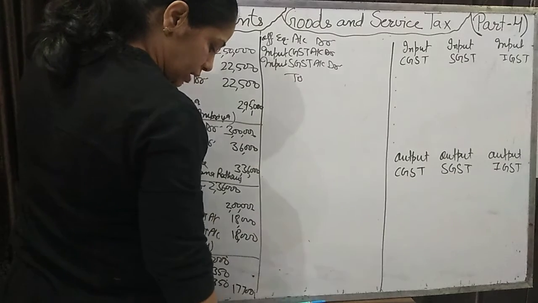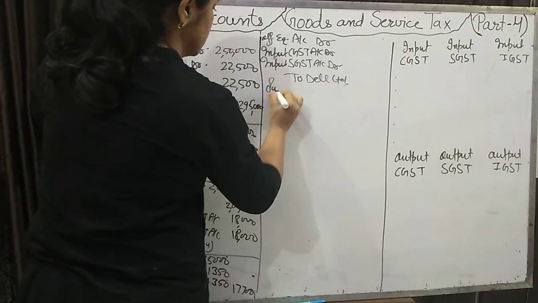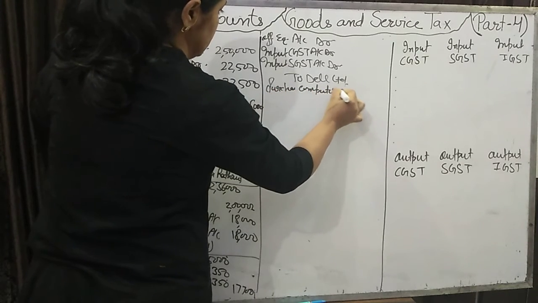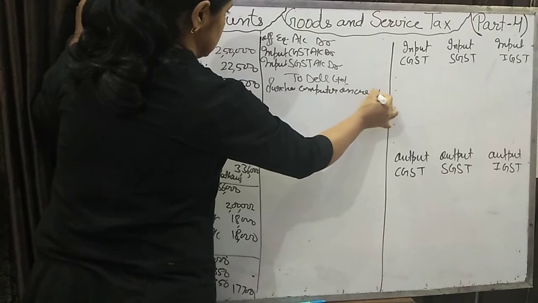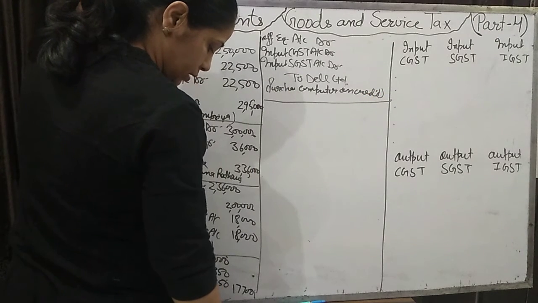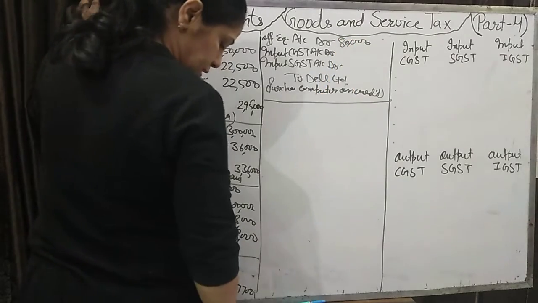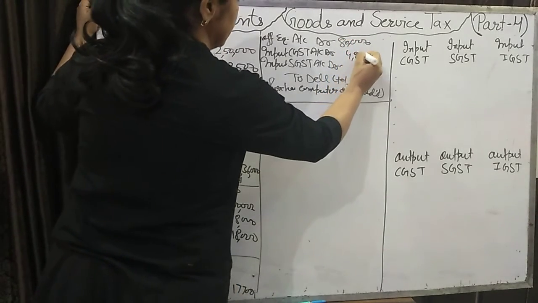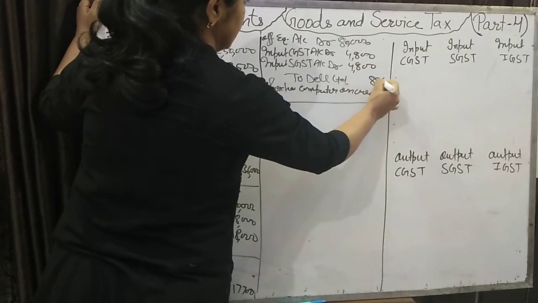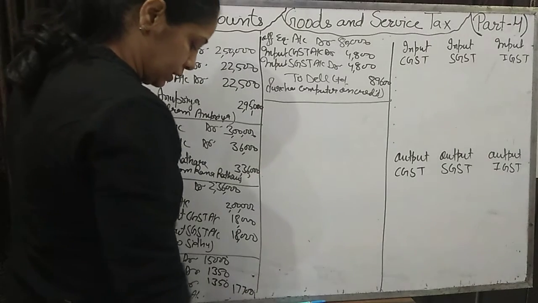To on credit we have purchased from Dell Limited. Write the narration: Purchase computer. Here you will write computer on credit. The cost of the computer is 80,000 and CGST rate is 6%, 4,800 and 4,800. Total is 89,600, which we will pay to Dell Limited for the computer.